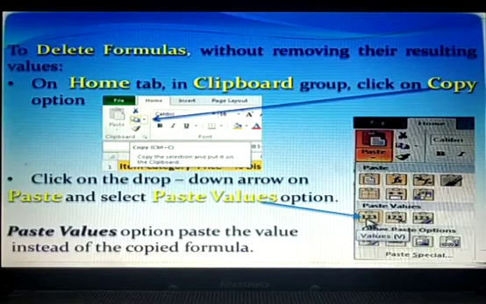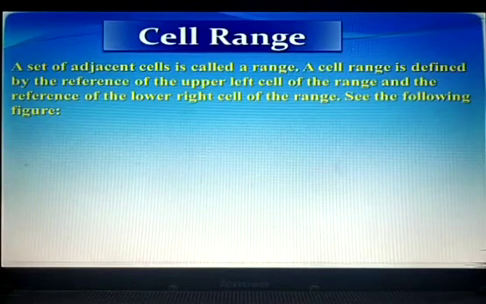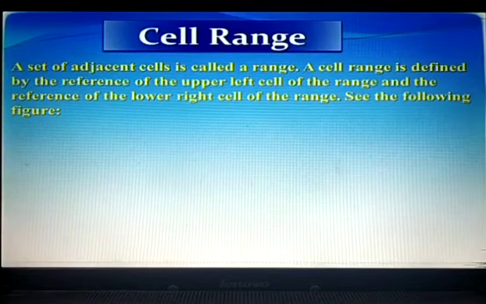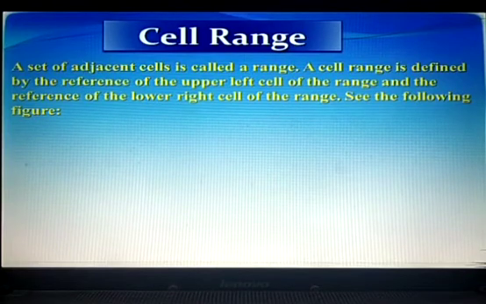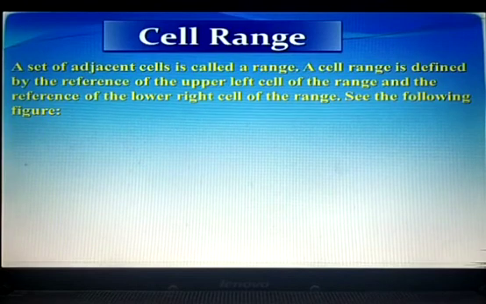Now let's discuss the cell range. A set of adjacent cells is called a range. A cell range is defined by the reference of the upper left cell of the range and the reference of the lower right cell of the range. Cell ranges are denoted by shorthand that includes the starting cell address of the range, the ending cell address of the range, and a colon between them. The shorthand is used in formulas to perform calculations on a set of values in a range. See the following figure.